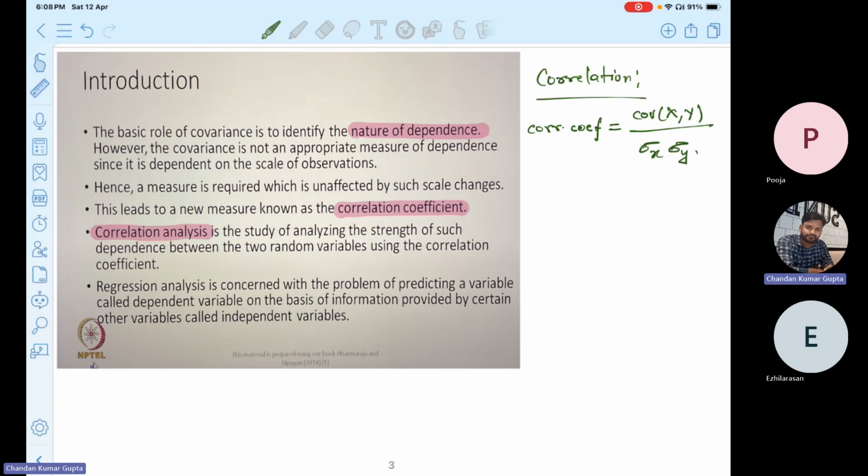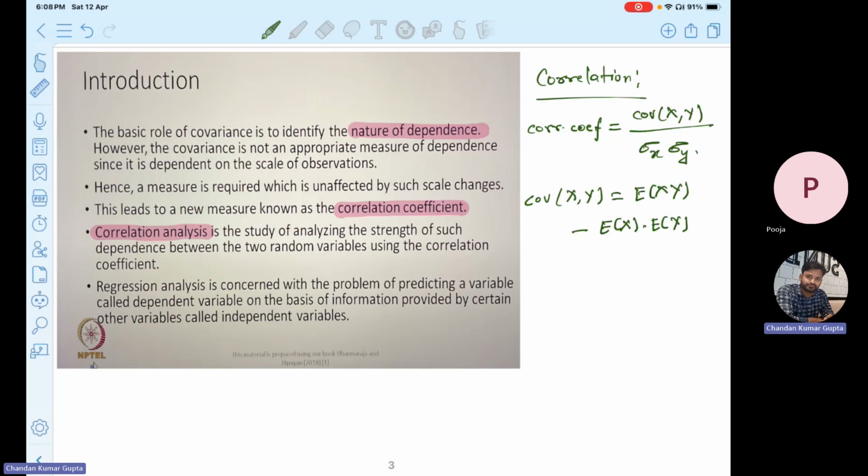So the correlation coefficient is related to the covariance. There is covariance between the two variables, which we have already defined as the expected value of XY minus the expectation of X into the expectation of Y. These are cross moments: expectation of XY minus expectation of X, that is the first order moment of random variable X, and the first order moment of random variable Y.